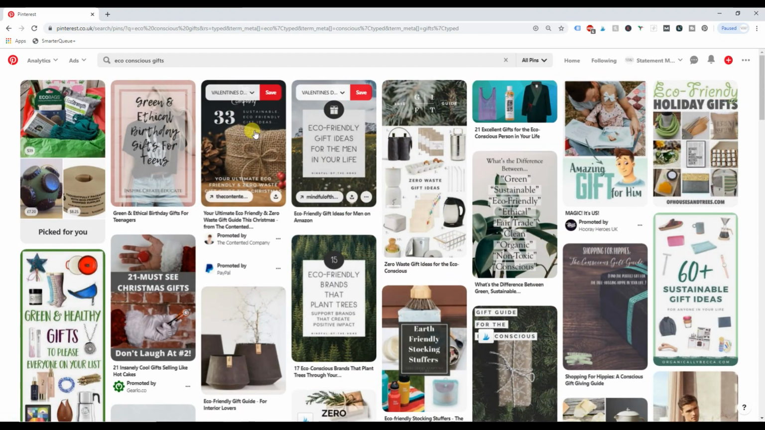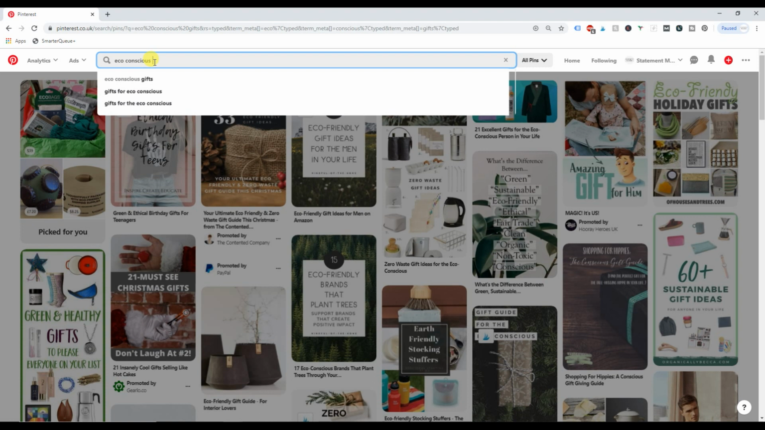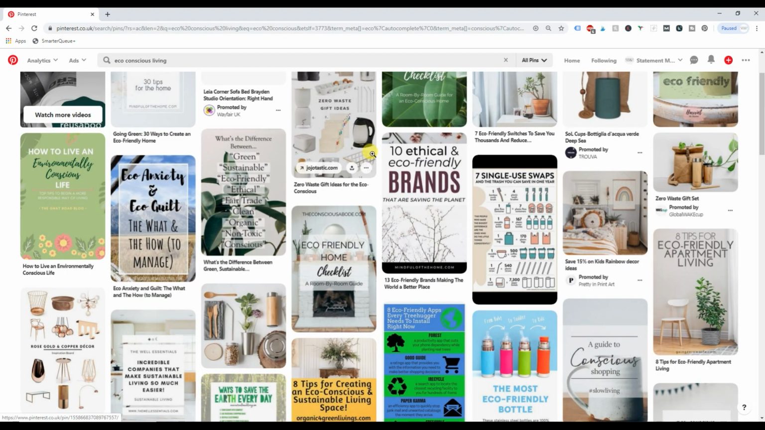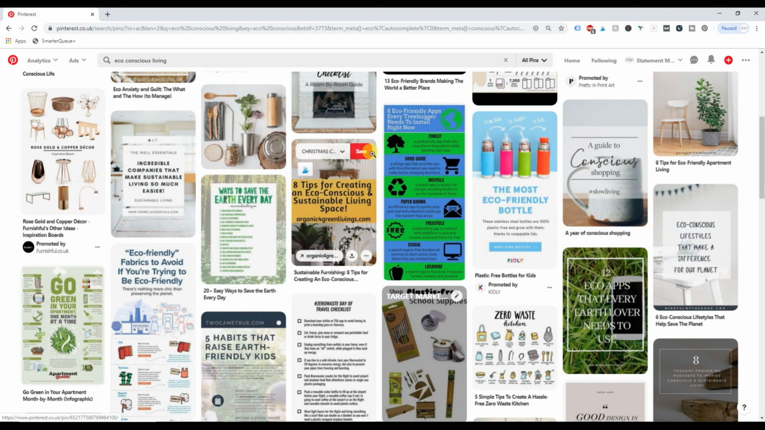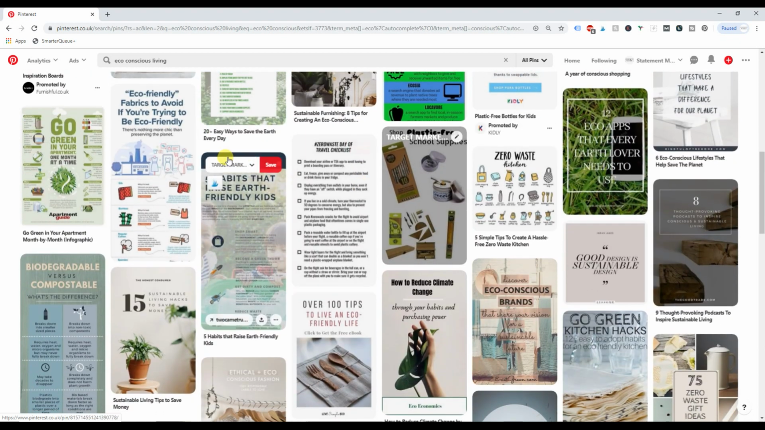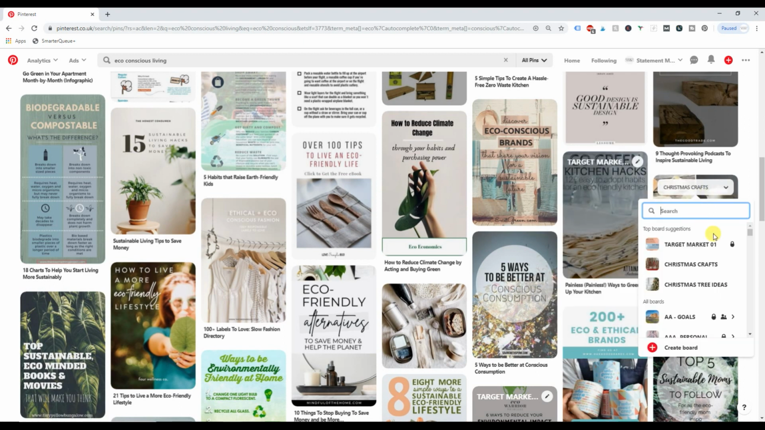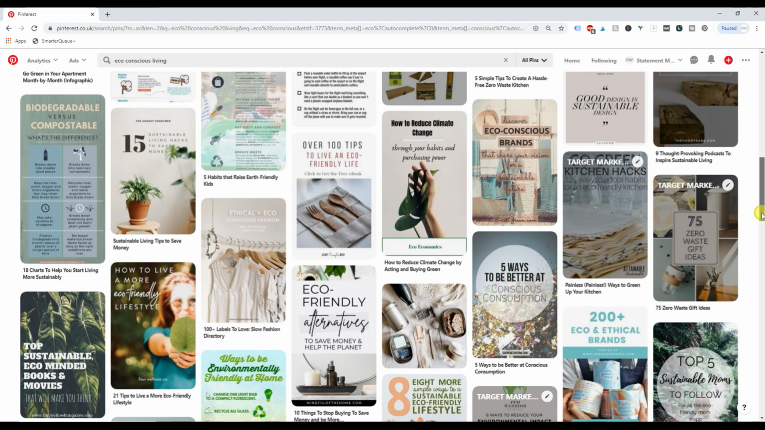Okay, so now I'm going to go to eco-conscious living. Let's see what comes up there. How to be more eco-friendly. Zero waste gift ideas. Go green in your apartment. Now, my target market I don't think would have an apartment, but good idea. Go green kitchen hacks. I like the aesthetics of that one. 75 zero waste gift ideas. Okay.